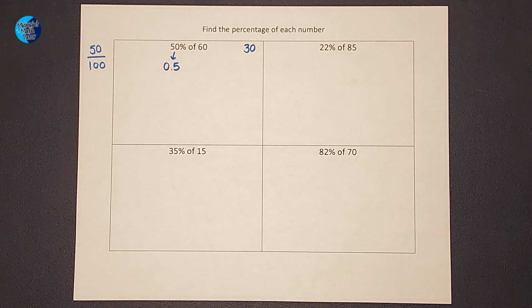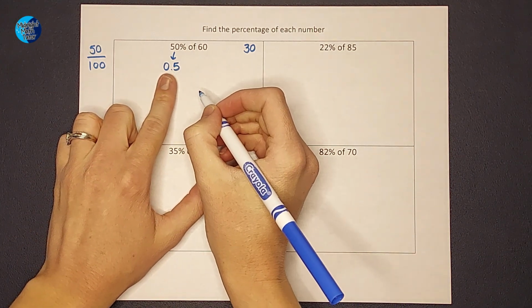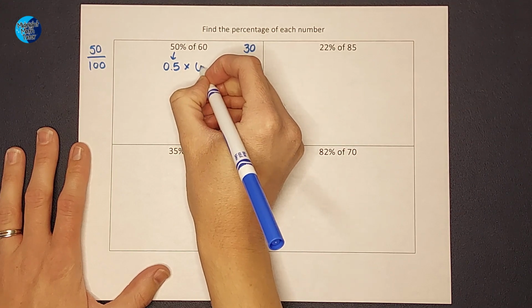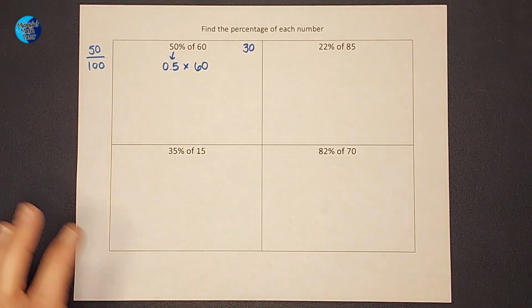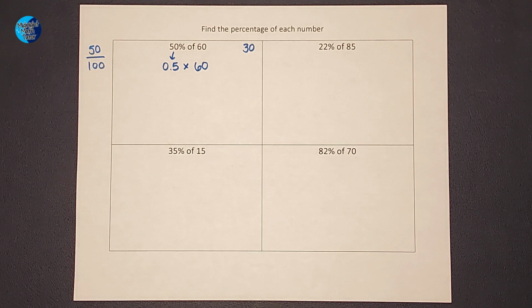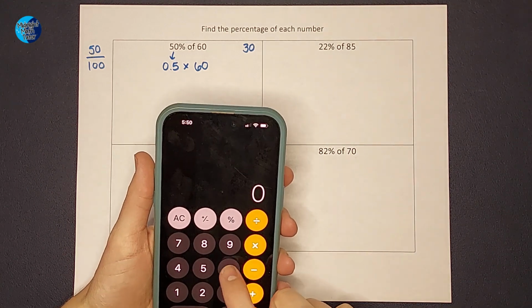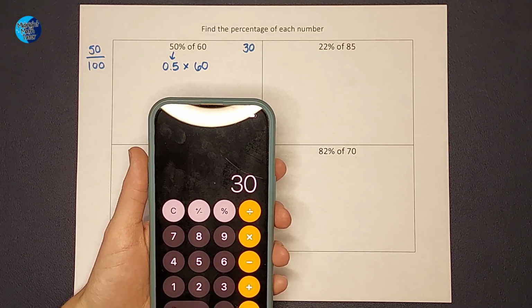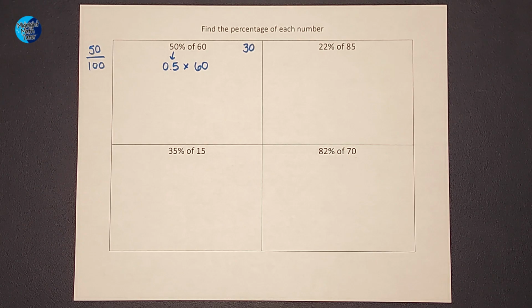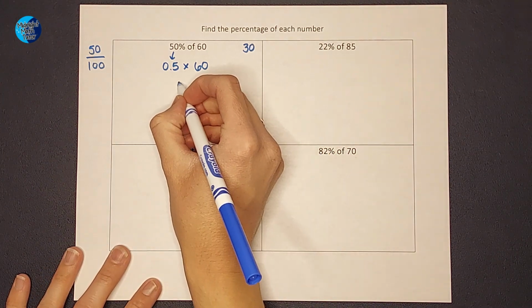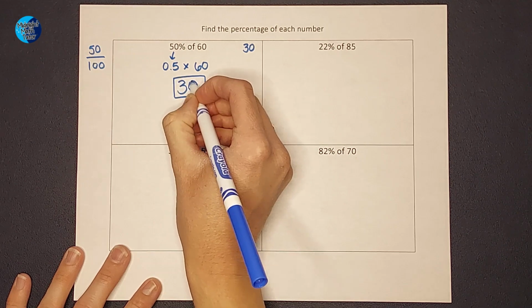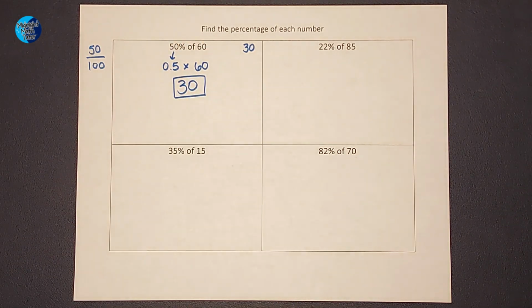Okay? The next thing we're going to do is take that decimal and multiply it by the number that I want to know the percentage of. Then I'm going to grab my calculator and do 60 times 0.5 and cross our fingers, we get 30. Oh my gosh, we did. So when I multiplied those, I got 30. Beautiful day.